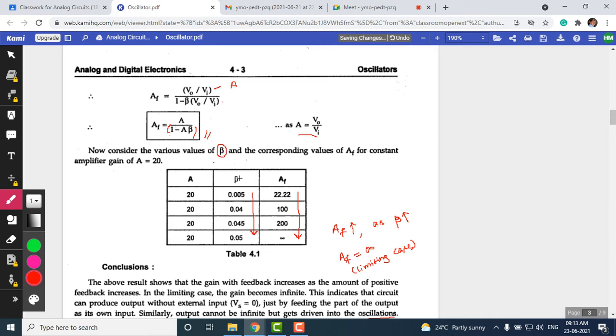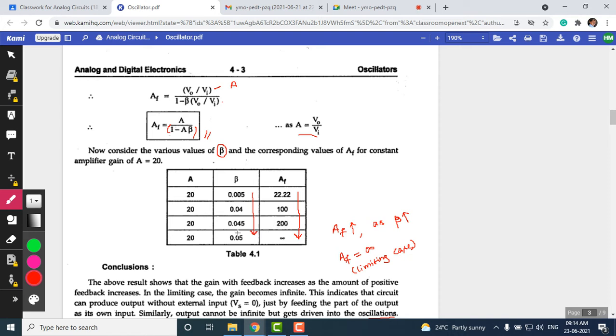If we take different values for beta, keeping the basic amplifier gain A constant at, say, 20. Generally, common source amplifiers or common emitter amplifiers provide gain in the range of 10 to 20. So, let us assume the basic amplifier gain is 20, which is constant, but now we vary the feedback network gain. With beta 0.05 chosen initially, the overall gain becomes 22.22. A further increase in beta to 0.04, Af increases to 100, and the moment we raise beta to 0.045, Af reaches 200.